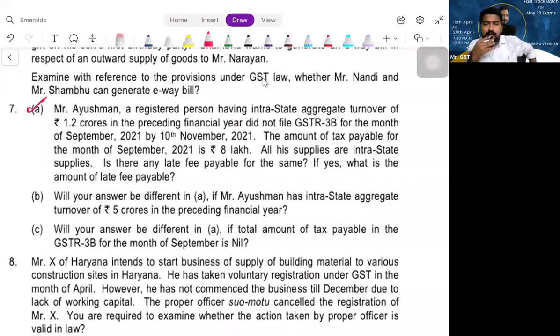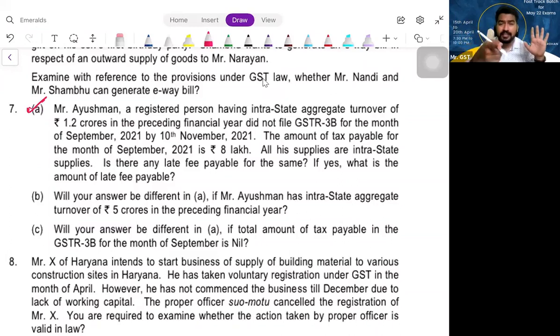2000. First, tell me what is the provision? What is the maximum late fee? 0 to 1.5 crore turnover, 2000. First of all, you should recollect the table properly, the flowchart properly. I have drawn a flowchart.